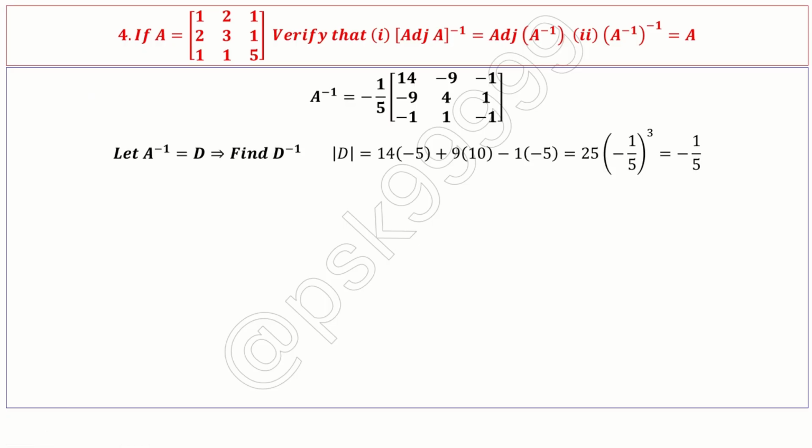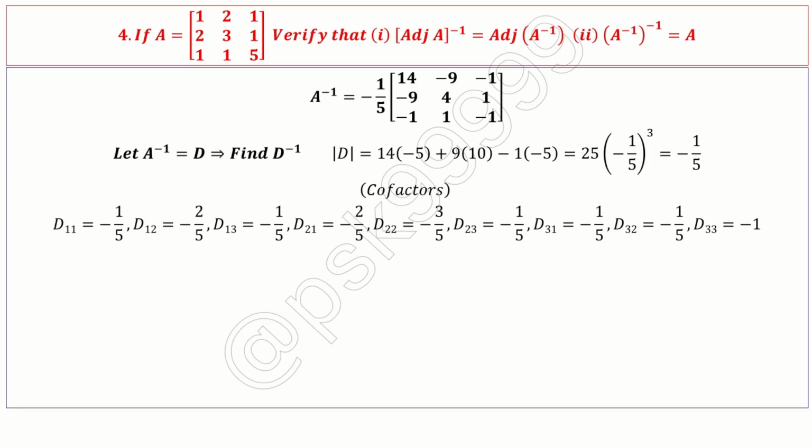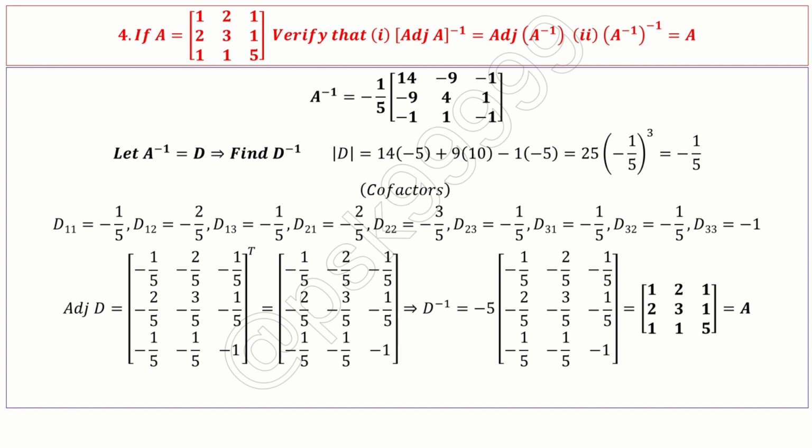We did this. Now we have A inverse, let's call it D. And D inverse is what we need to find here. So D inverse is the adjoint of D, the transpose of the cofactors, which is here. This is the adjoint of D. And D inverse is nothing but 1, 2, 1, 2, 3, 1, 1, 1, 5. If you see, this is exactly A. So you can easily prove that the inverse of A inverse, whole inverse, equals A. Okay. Next.